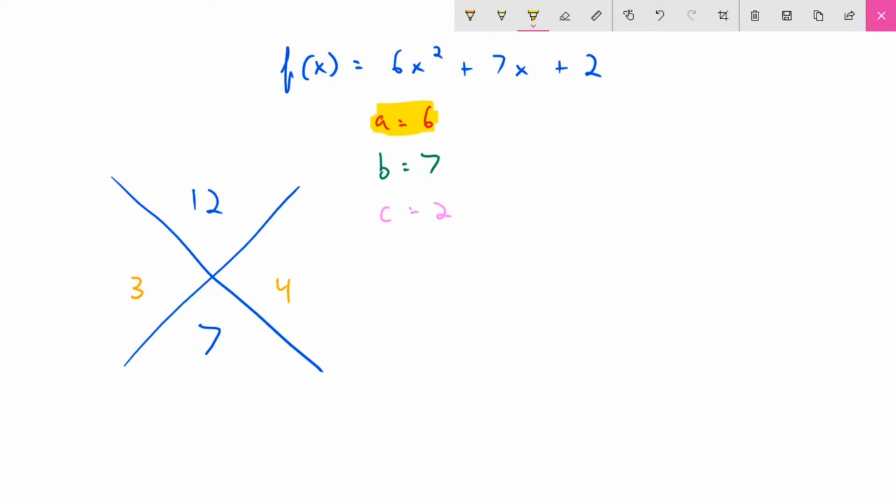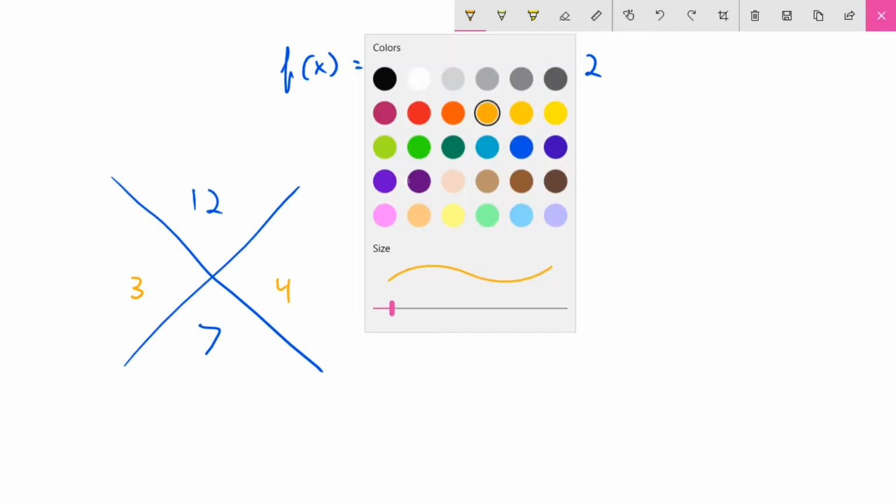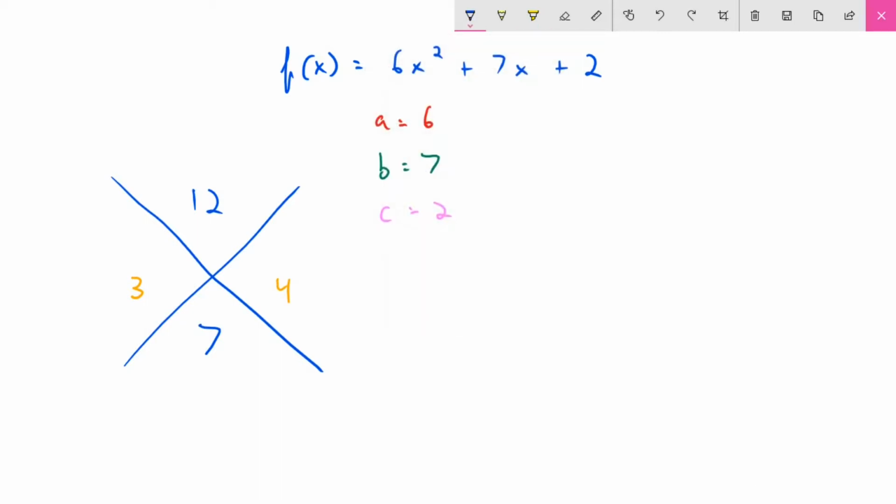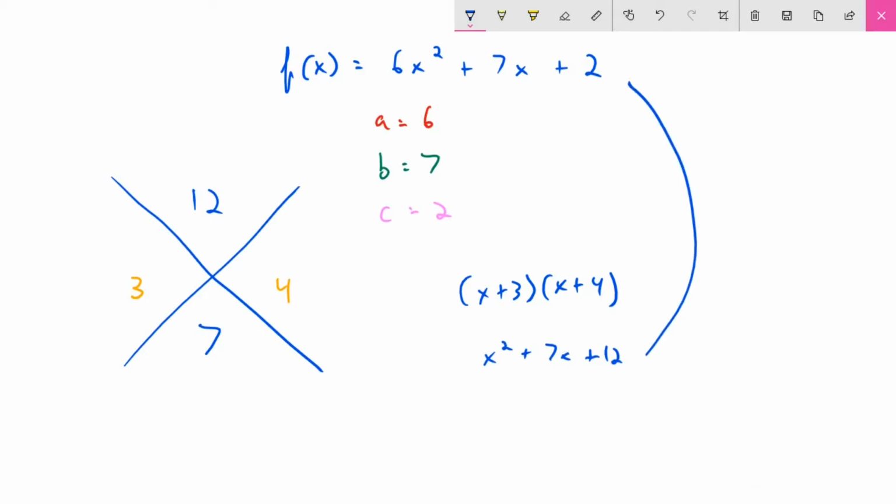And then we need to do this process because first let me show you why. If I were to just write my answer x plus 3 times x plus 4, that equals x squared plus 7x plus 12. Is that equal to my original equation up here? No, it's not. So clearly this isn't the right answer. This is not even the right equation. How do we get the right factored form?